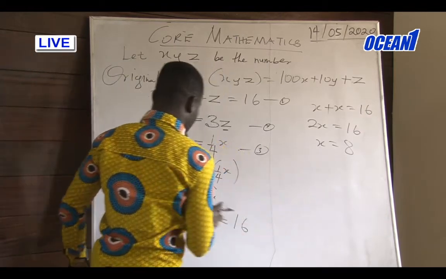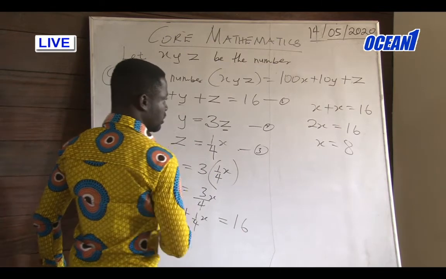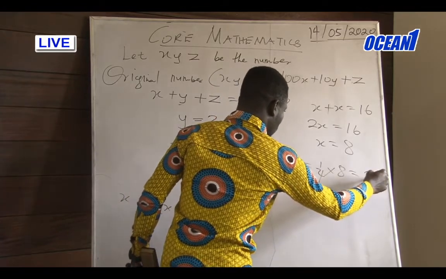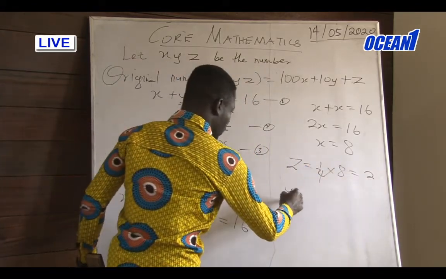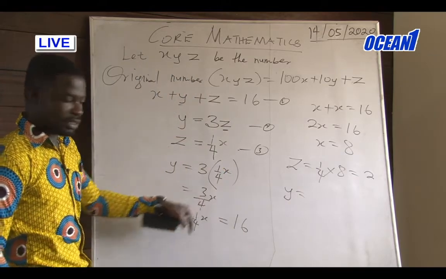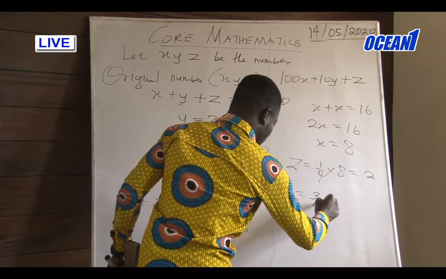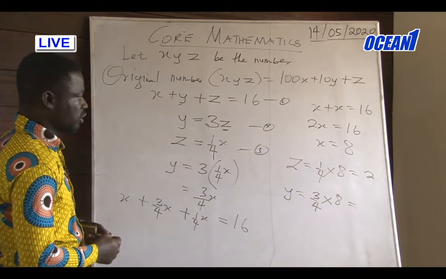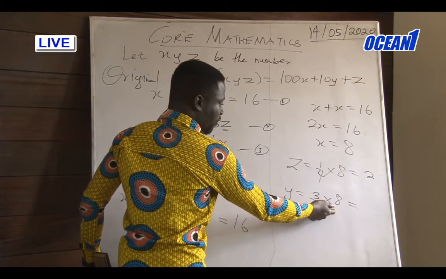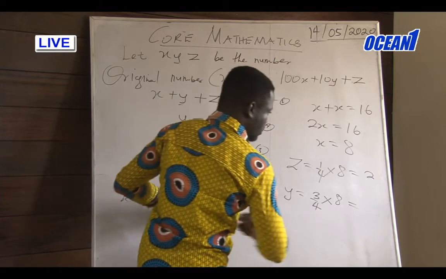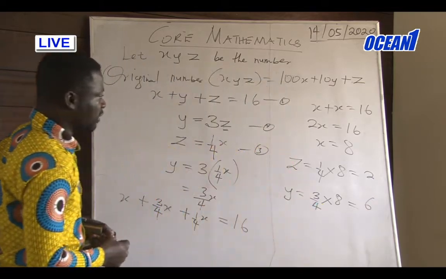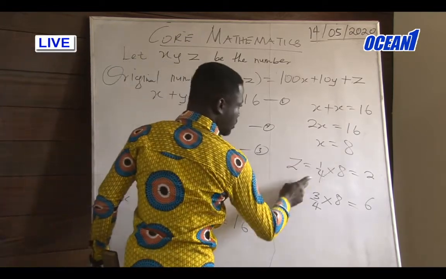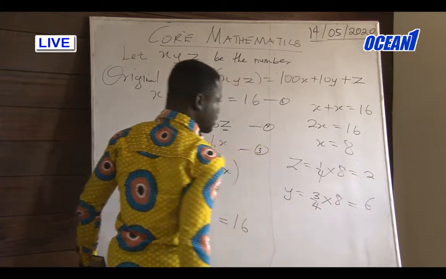Now that x is 8, I can easily find the value of z. So z is equal to 1 over 4 times 8, which is 2. Again, y is 3 over 4x, so 3 divided by 4 times 8. That is 3 times 8, 24, divided by 4, which is 6. So now we have the values of x, y, and z. x is 8, y is 6, and z is 2.